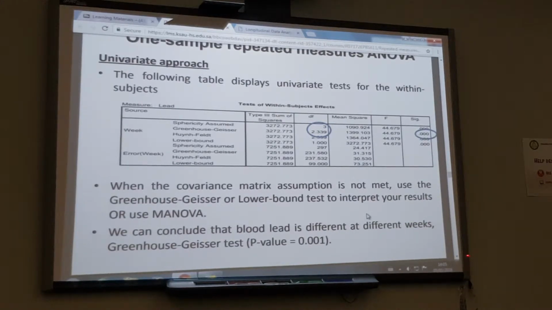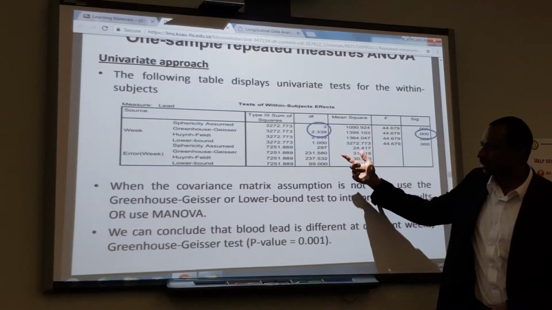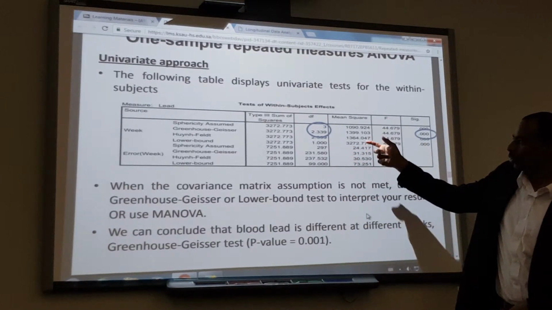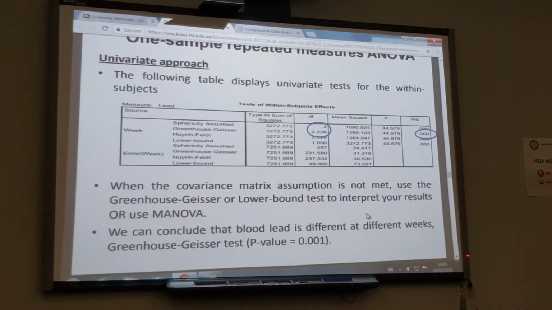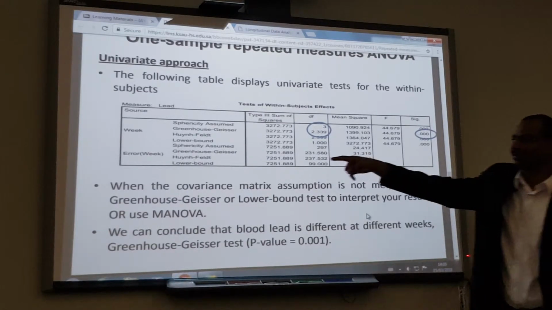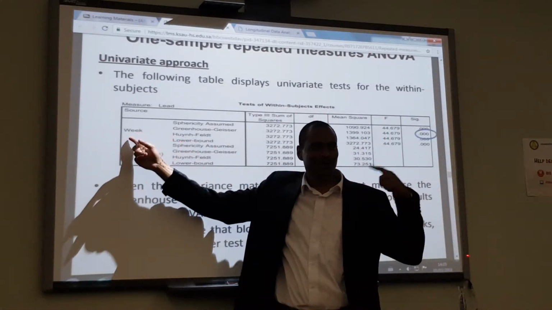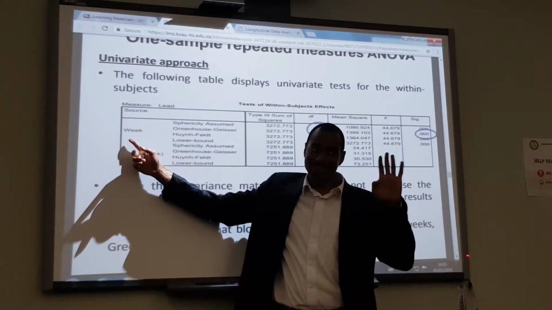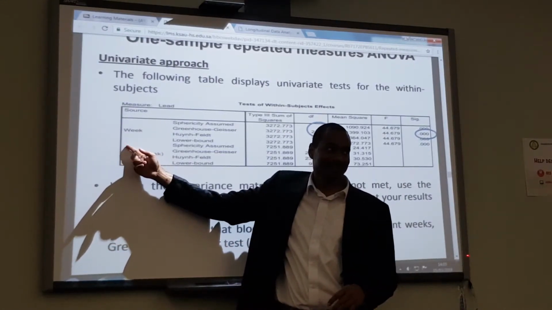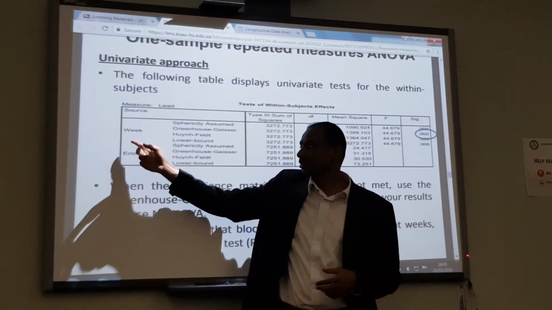Now, looking at this for the week. So what do we conclude here? Why is it showing week here? Remember in the SAS code, if I put months, it's going to show me month. If I put day, it's going to show me day. But I measured it in weeks, so this is why it's showing me week here.